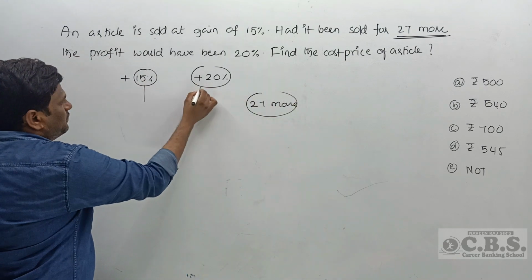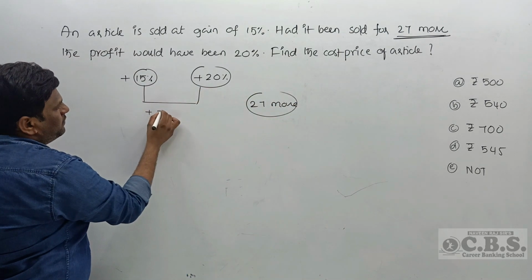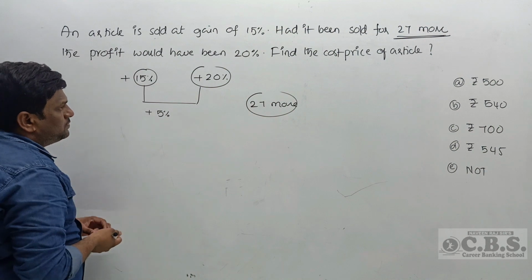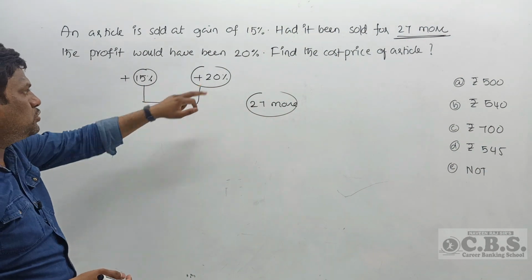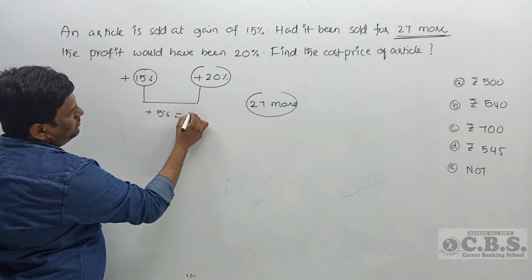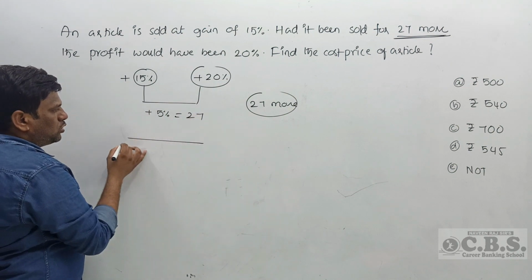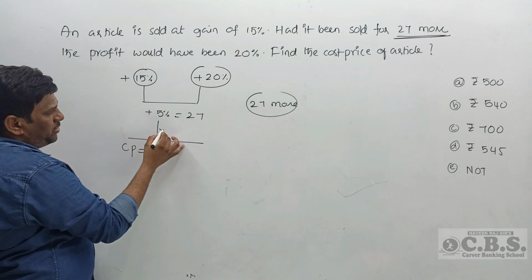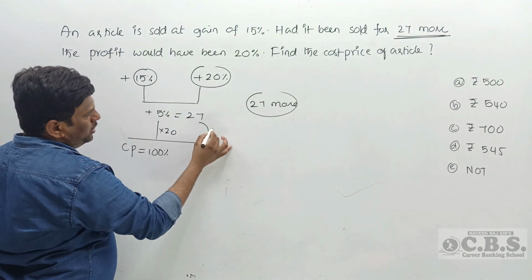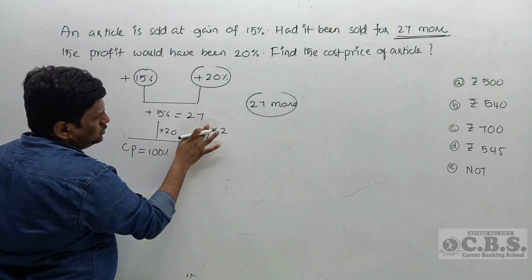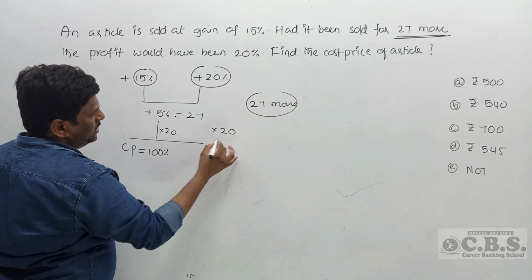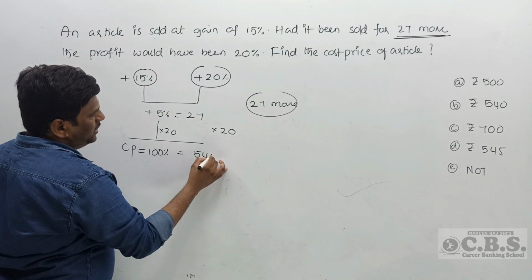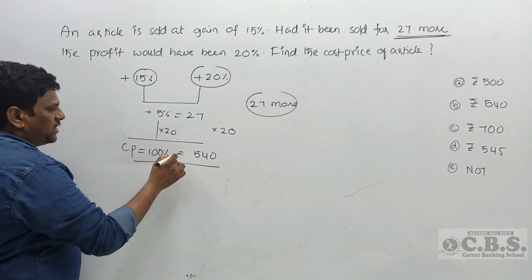So what is the difference of these numbers? It is 5%. Get my point? 15% to 20% difference, how much? 5%. Now 5% is how many rupees? 27. So now cost price is always 100%. 100% means how many times? 20 times. When you do 20 times of this, it gives you 540, which is the final answer.